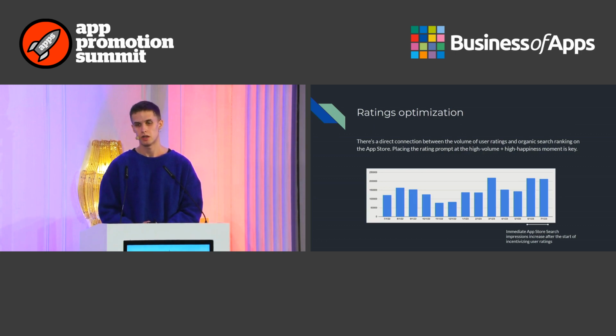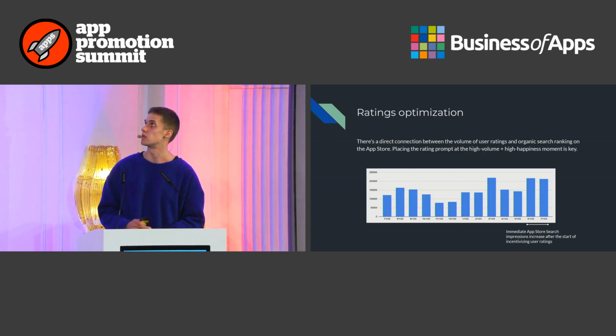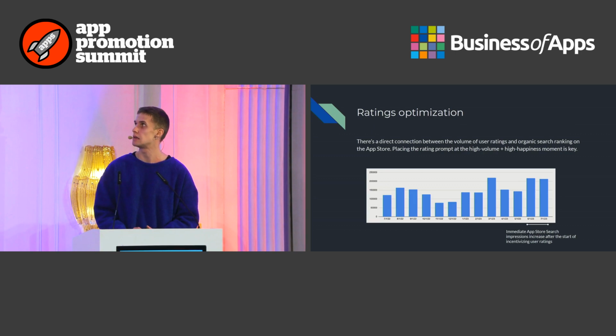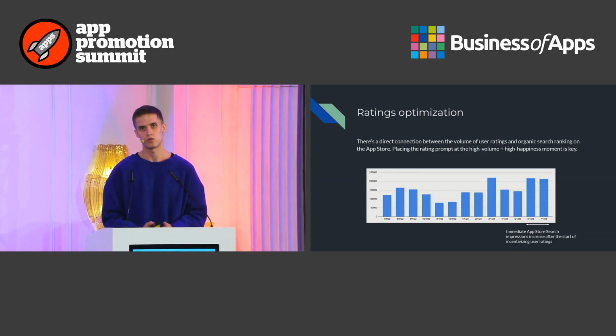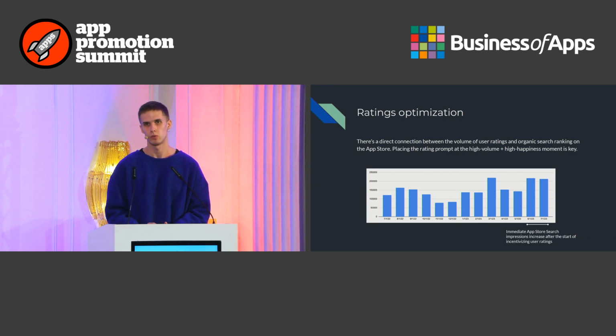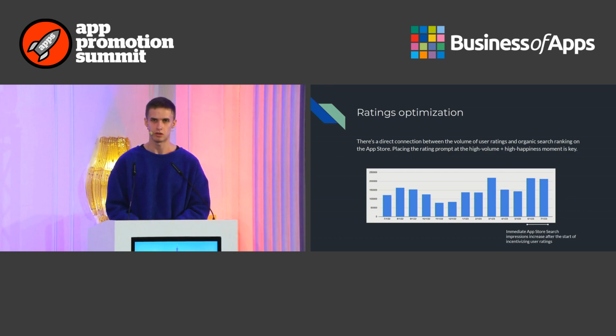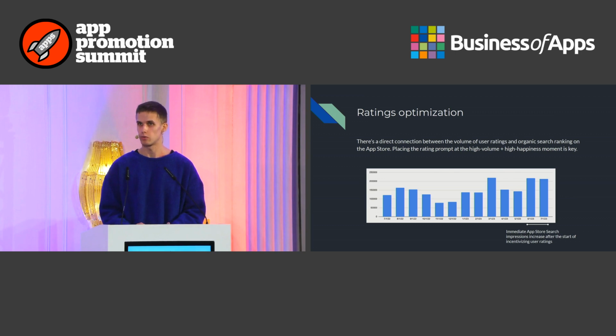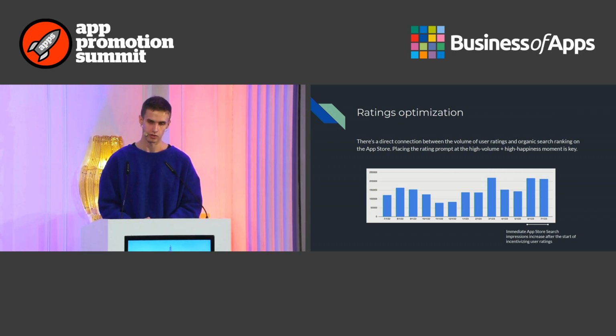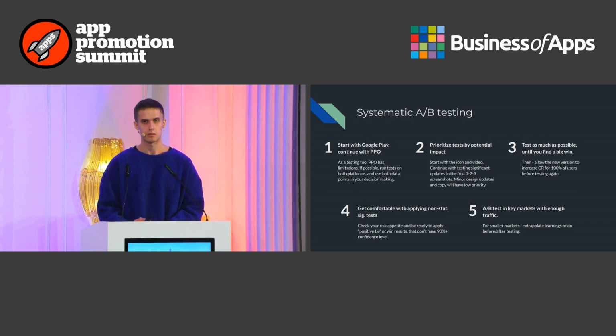Ratings optimization. The example you see here, especially the last two columns, is the impact of starting to incentivize user ratings, so starting to show that native rating prompt within the app, and its impact on search impressions. It happened pretty much immediately for one of the apps I was working with. So if you have not optimized your rating prompt within your app, this is your sign to do that. It has a direct impact on organic search ranking on the App Store, and you should see some really good results from that.